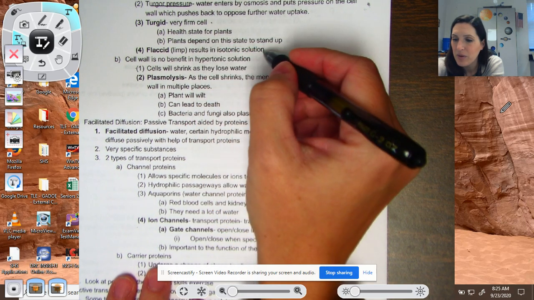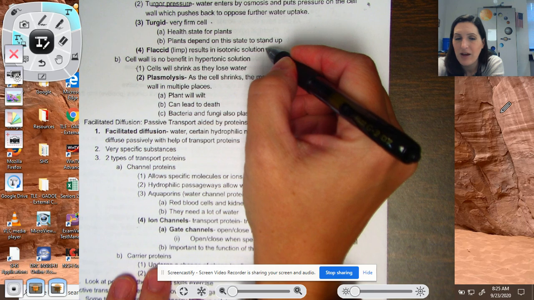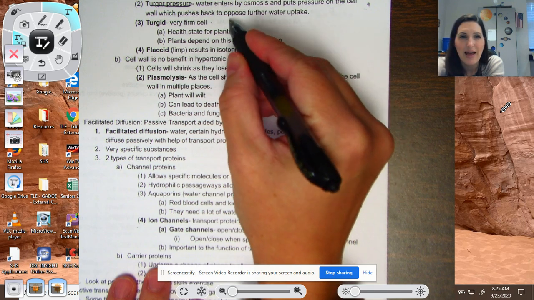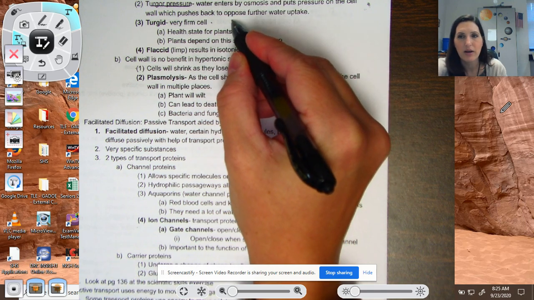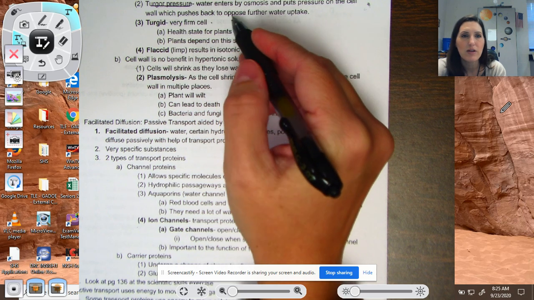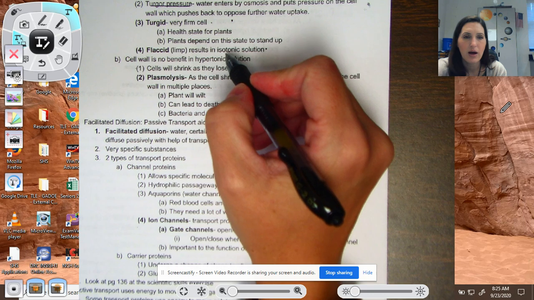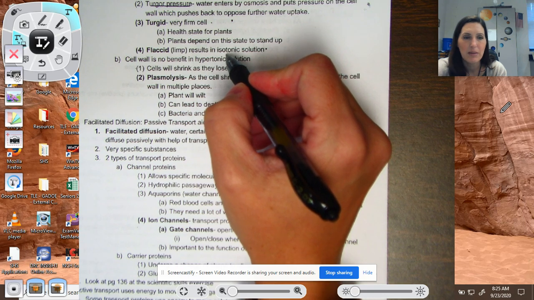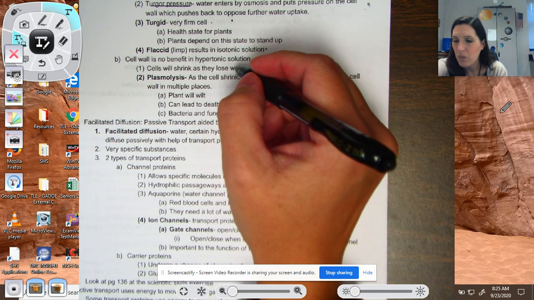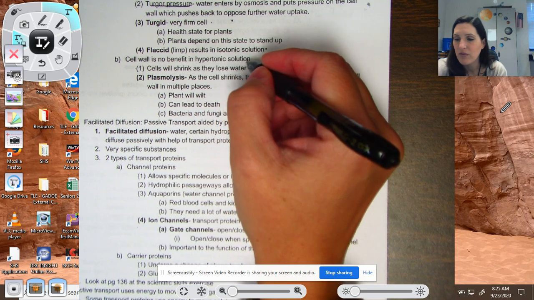Flaccid means limp. So if you put it in an isotonic solution, it results in flaccid. So they like the hypotonic solution because it creates that turgor pressure. If you don't have it in hypotonic, you result in kind of a limp plant. The cell wall is of no benefit in a hypertonic solution.